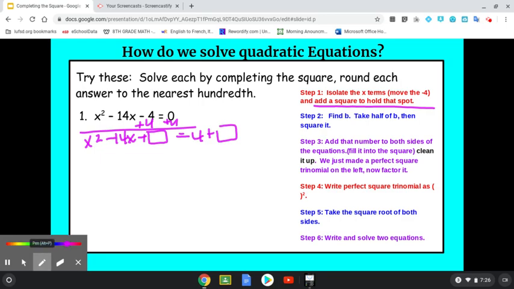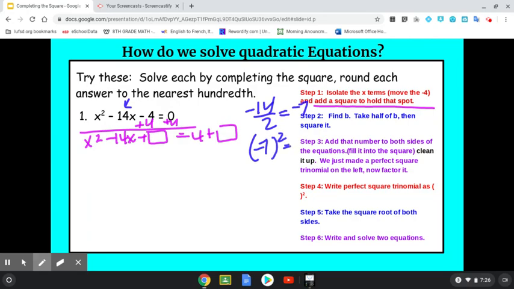Now the next step is we're going to take b, which is negative 14. We're going to halve it, which means divided by 2, and that's negative 7. Then we're going to take negative 7 and square it, and we get 49. Now we're going to fill that into the squares. So we put 49 here, 49 here, and then we clean it up, which just means rewrite it looking nice. So we get x squared minus 14x plus 49 equals 4 plus 49, which is 53.